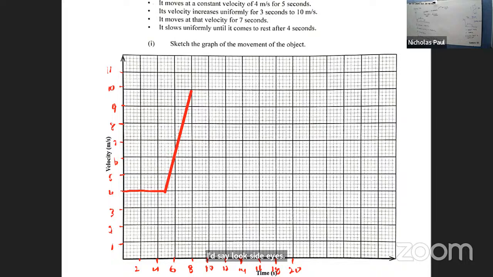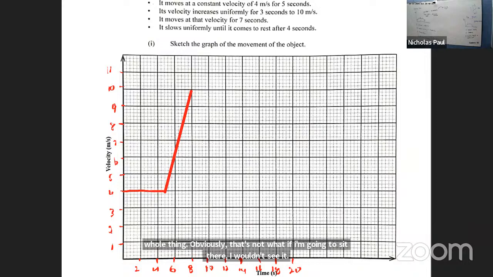Again, the question says its velocity increases uniformly for 3 seconds. So it was at 5, and 5 plus 3 is 8, so it will stop at 8, at 10 meters per second. So it's moving up to 10 meters per second and it will reach there at 8 seconds. Okay, you got that part, right?